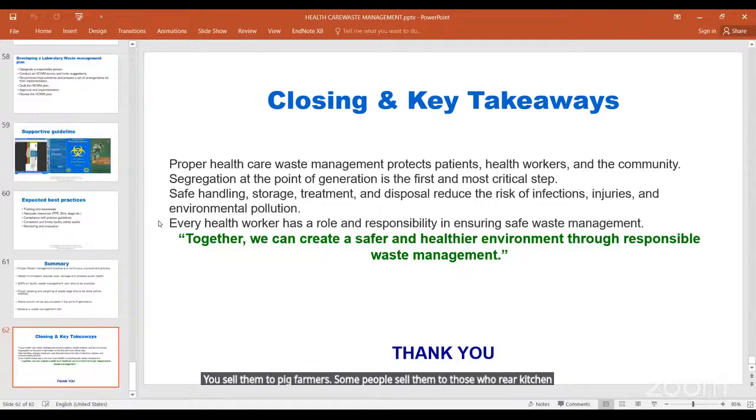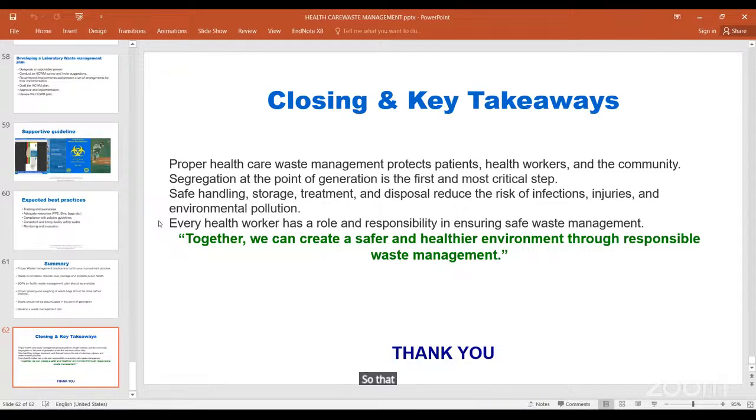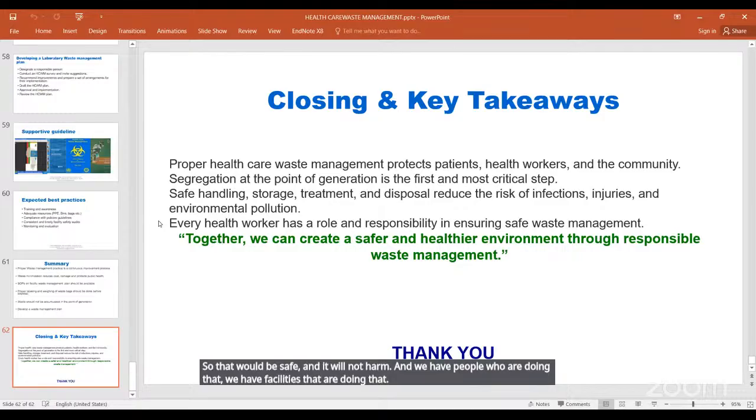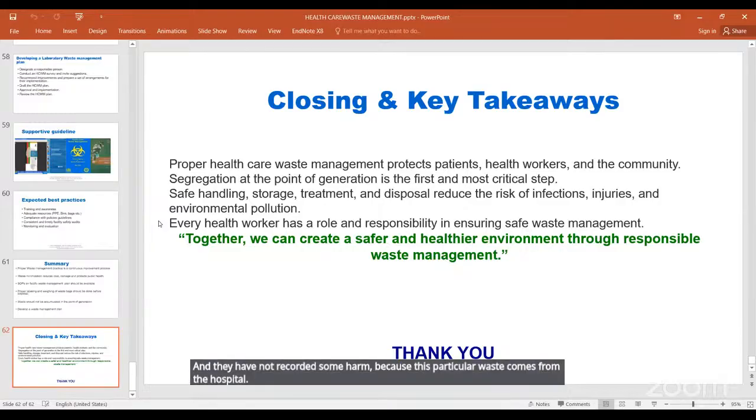And as I said, sometimes you can translate this in your local language. Like you say, "Ket chiemo te" in this container. So they know that all the food remains go into that black bin. So that will be safe and it will not harm. And we have facilities that are doing that, and they have not recorded any harm because this particular waste comes from the hospital. Thank you, and over to you, Nelly.